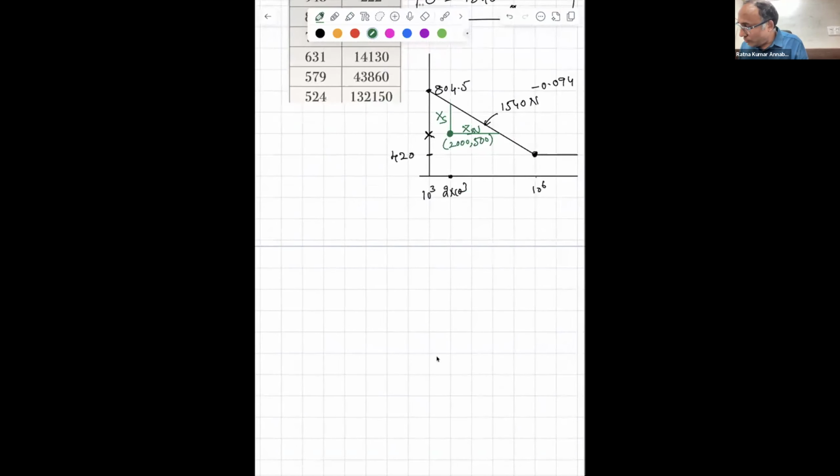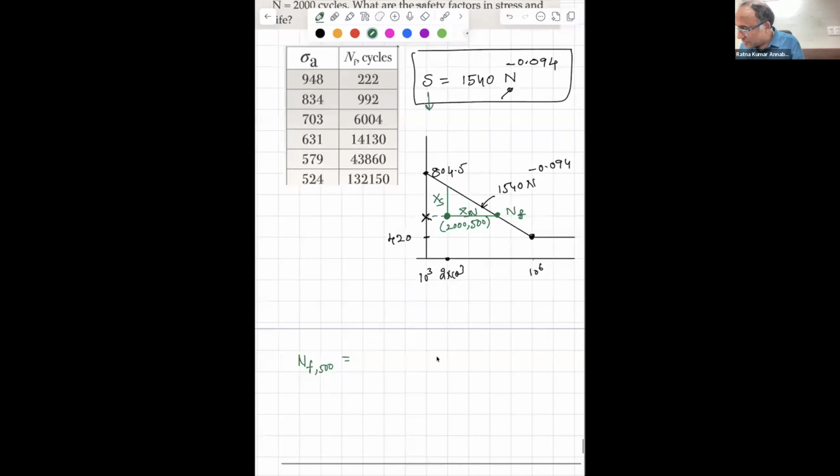Right? So now, if you need the factor of safety in life, I need to find out NF, the total number of cycles, the number of cycles for failure at that particular stress. So that means I need to find out NF at 500. That is equal to (500/1540)^(-1/0.094) is equal to NF at 500. Do you agree?